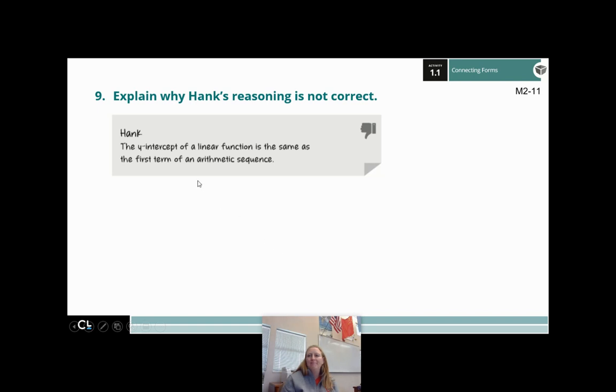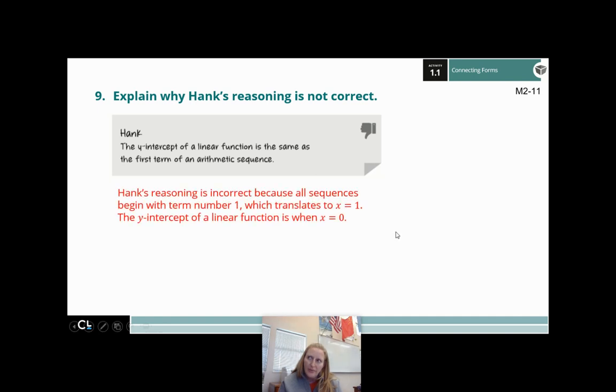So the deal is that the first term of your function is when x equals 1, isn't it? Like when n equals 1, x equals 1, right? That's the first term of your function. But remember that a y-intercept is when x equals 0. So they're a little bit off, right? Hank's reasoning is incorrect because all of our sequences begin with term 1, which means they begin with x equals 1. But the y-intercept of a linear function is when x equals 0. So they're just a little bit off.